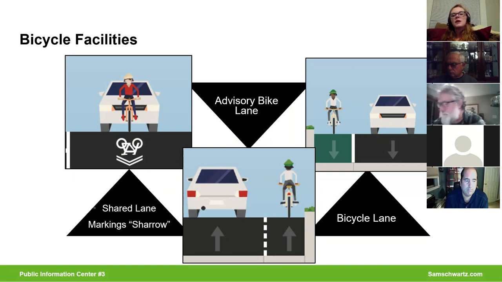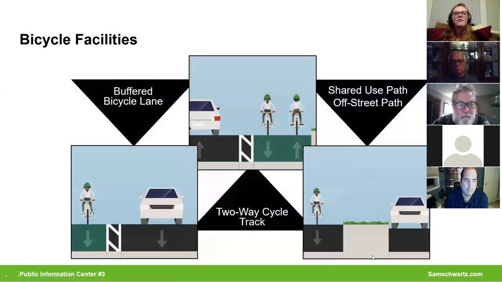So there are six main types of facilities that we are recommending. They will go from least protection to most protection. First are the shared lane markings, or sharrows. Next, we have the advisory bike lane, then the conventional bike lane. After that, we have the buffered bike lane, the two-way cycle track, and the shared use path or off-street path. Again, these go from least to most protection. And usually you'll see that the roadways will go from lowest speed to highest speed.